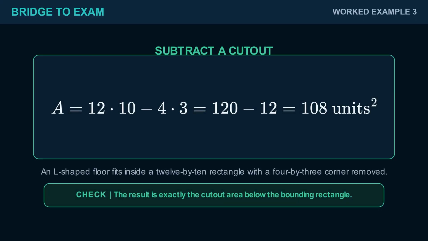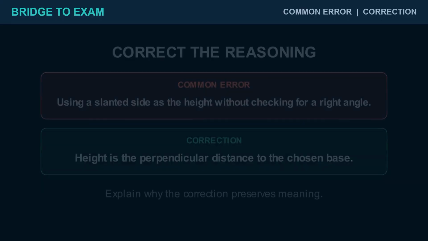Worked example 3. An L-shaped floor fits inside a 12 by 10 rectangle with a 4 by 3 corner removed. Subtract 12 square units from 120 to get 108 square units. Check. The result is exactly the cutout area below the bounding rectangle.